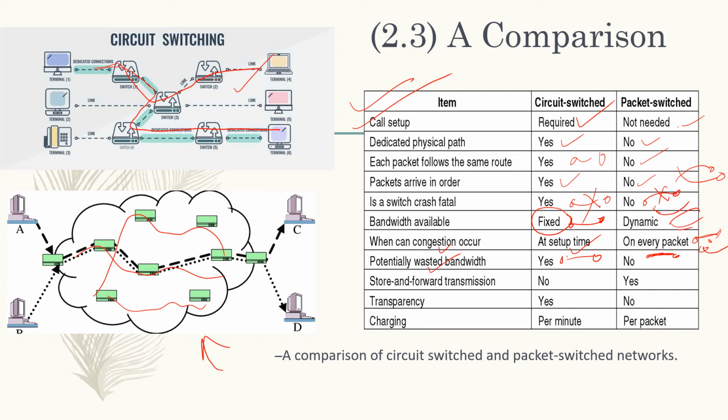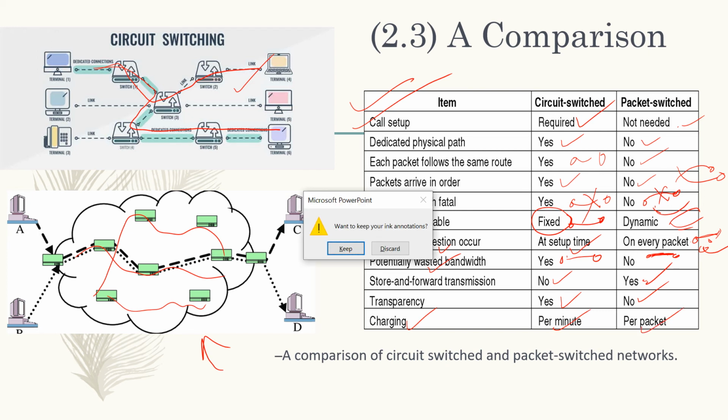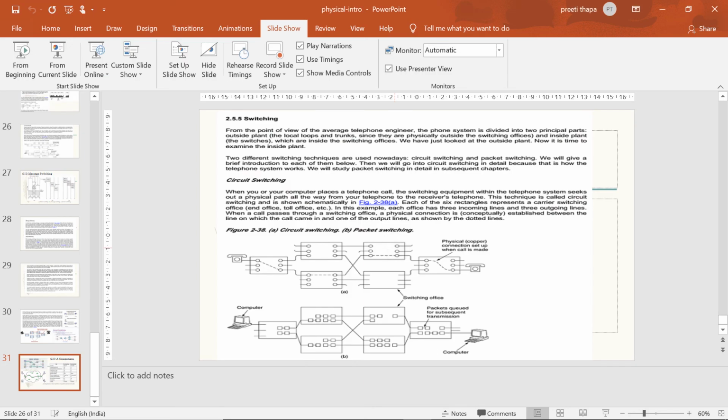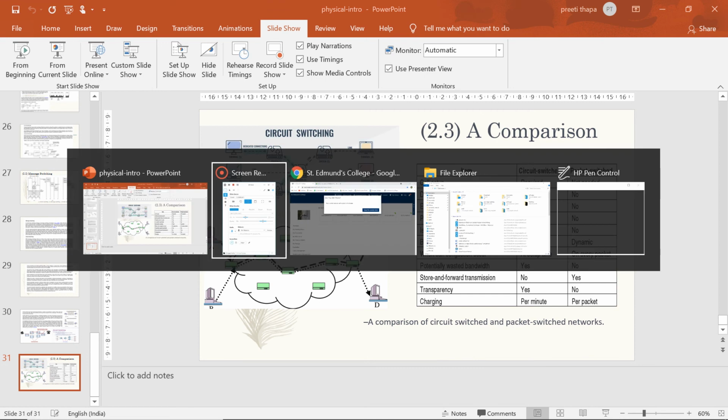Store and forward: we don't store it here, it streams, whereas in this case messages and packets are stored and forwarded. Transparency: yes, in case of circuit switch, we see what the distance is, what the time is, all that, whereas in case of packet switch it is not there. Charging is per minute, and here it is charging per packet. So this is the difference between your circuit switch and packet switching. I hope it is clear.